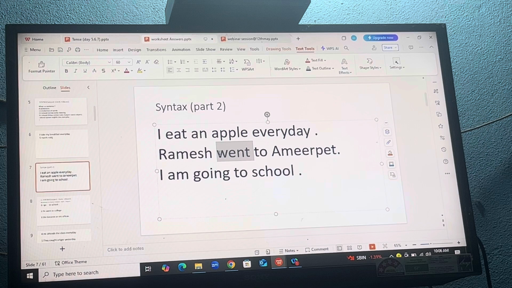Now what happens if I remove the verb? Let's proceed with this. So what is my verb here? When I removed it, Ramesh to Amirpet. Now let me tell you what happens if you proceed in this way.